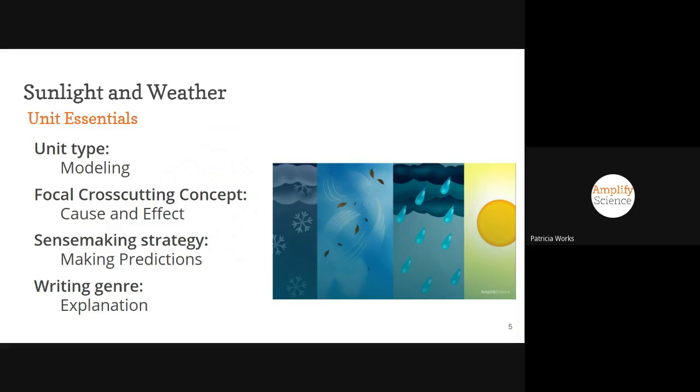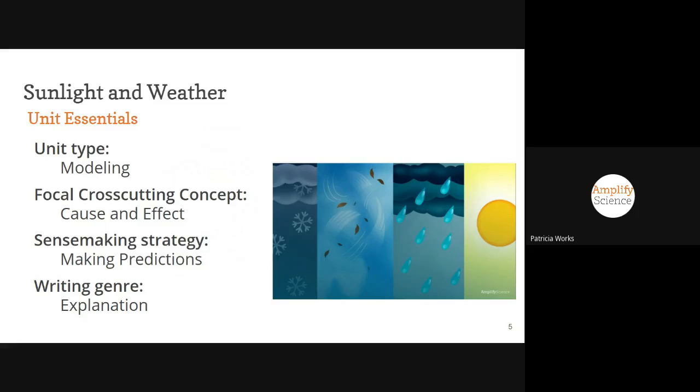This unit is a modeling unit. In their role as weather scientists, students develop skills with the science and engineering practice, developing and using models, with a particular focus on using models to investigate the effect of sunlight on the Earth's surface. Students use data from their observations to explain the differences in the playgrounds and make predictions. The focal cross-cutting concept in this unit is cause and effect, and students have chances throughout the unit to consider how sunlight and surfaces affect temperatures on the playgrounds.